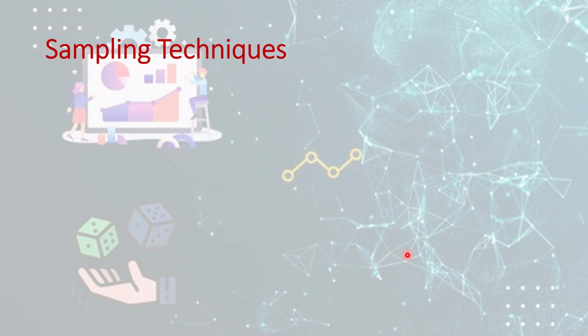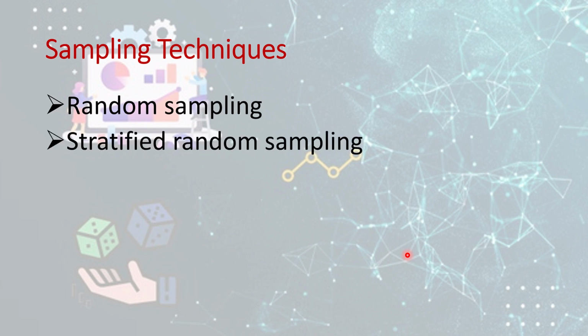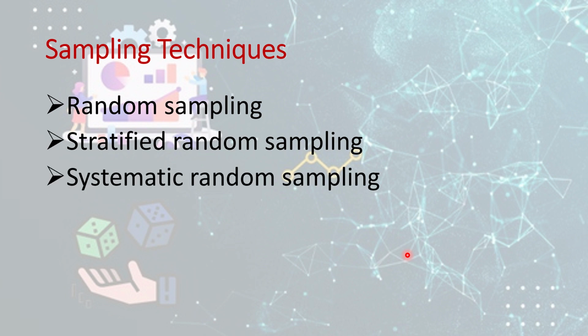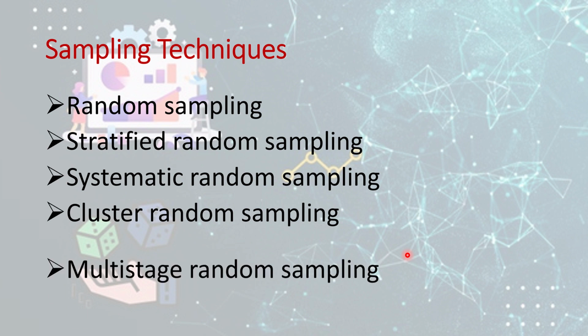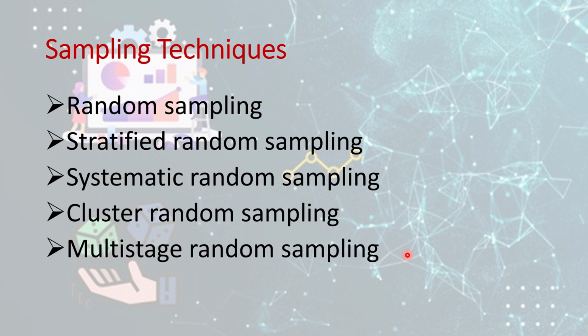Now, what are the main techniques used for sampling? The first one, the easy one, is known as random sampling. The second one is stratified sampling. The third one is systematic sampling. The fourth one is the cluster one, whereas we can also do sampling in multiple stages. So let me explain these techniques one by one.